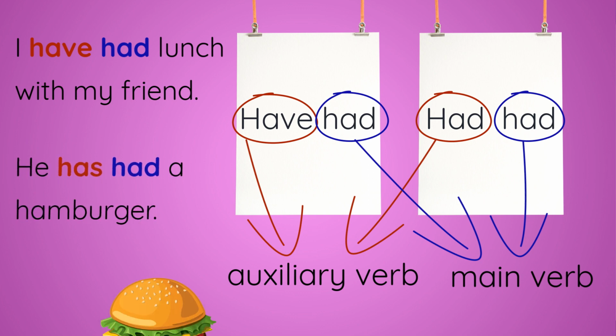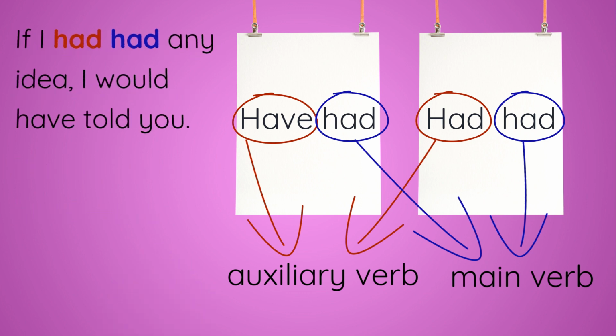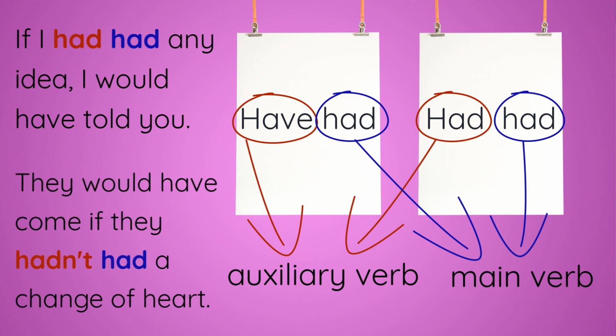He has had a hamburger. This one is present perfect simple again, but my subject is third person singular. That's why I have used has. If I had had any idea, I would have told you. Past perfect simple. They would have come if they hadn't had a change of heart. Past perfect simple.